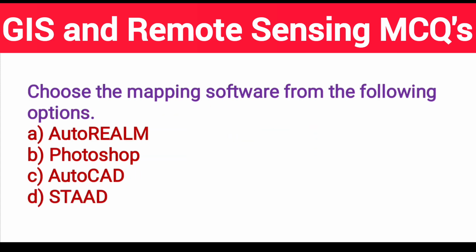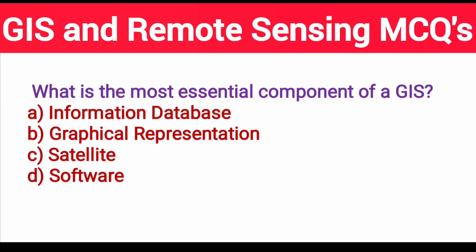Next question, choose a mapping software from the following. Option A Auto Relim, option B Photoshop, option C AutoCAD, option D StatPro. So the correct answer is option A Auto Relim. Next question, what is the most essential component of the GIS? Option A information database, option B graphical representation, option C satellite, option D software. So the correct answer is option A information database.